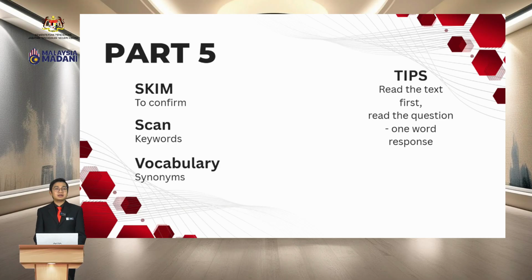Now let's look at the last part, which is part 5. For part 5, we will be given a few texts, and we need to skim to confirm the meaning, to confirm the idea in the text, to scan for the keywords, and of course to understand the vocabulary. We need to find out whether there are words that we can use later in order to answer the questions in part 5. So of course we need to read the text first and then read the question, and be careful for the last 4 questions.